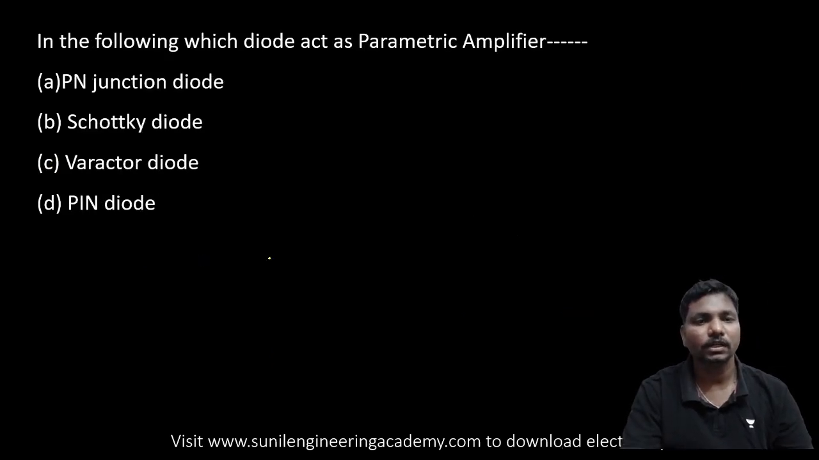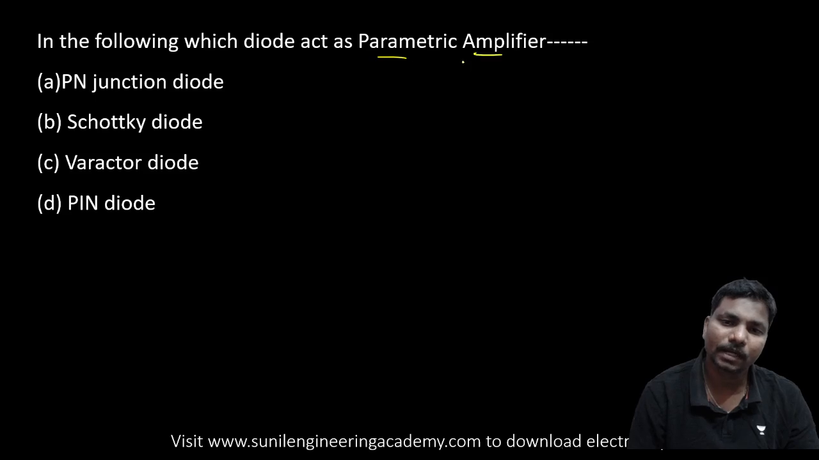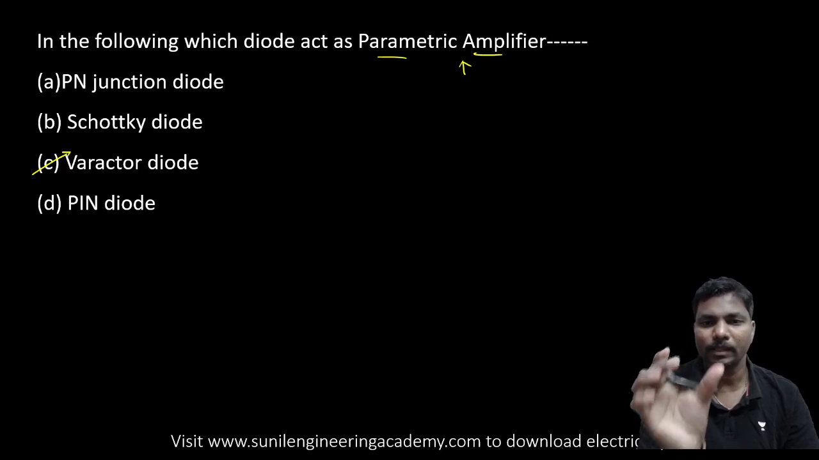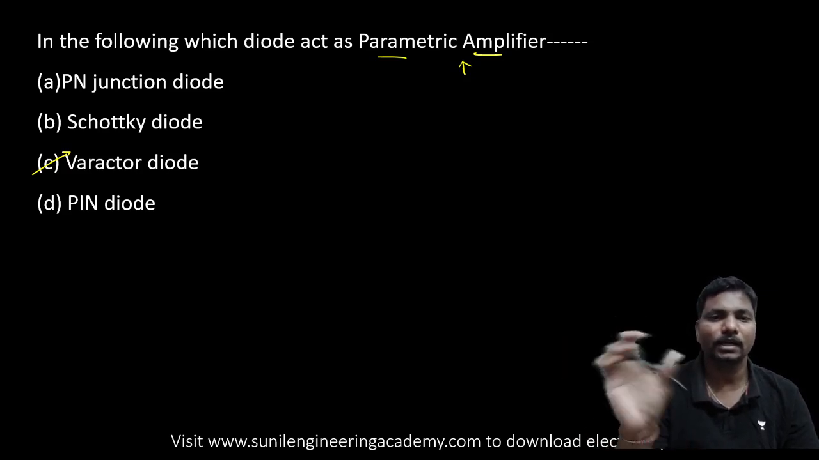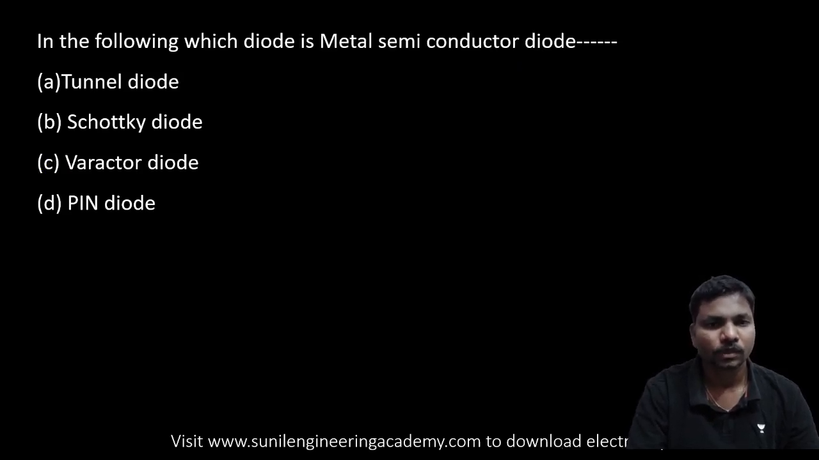Coming to the next one. Which diode acts as a parametric amplifier? Just now I said parametric amplifier depends upon the parameter, so that is nothing but the varactor diode. Answer is option C. And Schottky diode is the metal semiconductor diode. So if you take metal on one side and semiconductor on the other side, that is a Schottky diode. Okay, that is also a very important diode.